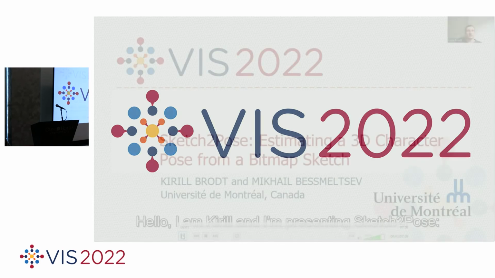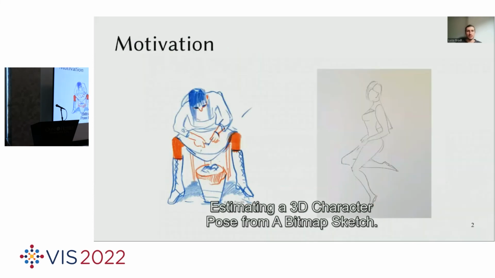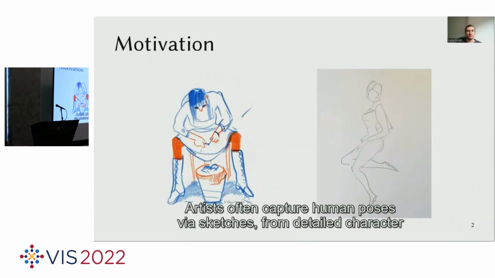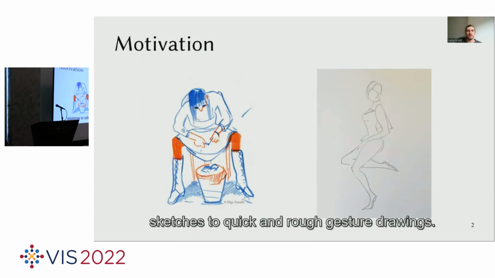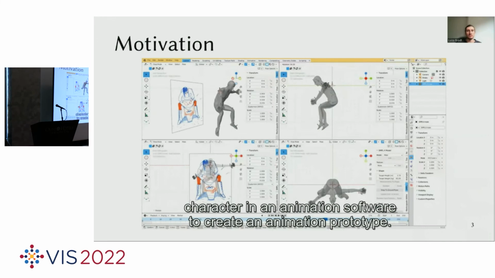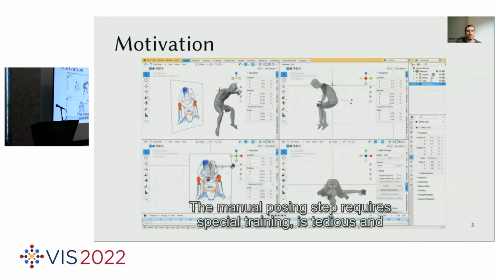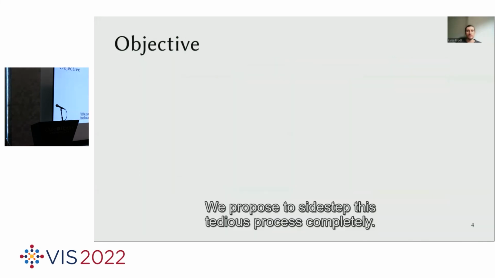Kirill, and I'm presenting Sketch to Pose, estimating a 3D character pose from a bitmap sketch. Artists often capture human poses via sketches, from detailed character sketches to quick and rough gesture drawings. These drawings are then often used as a reference while manually posing a 3D character in an animation software to create an animation prototype. The manual posing step requires special training, is tedious and time-consuming. We propose to sidestep this tedious process completely.